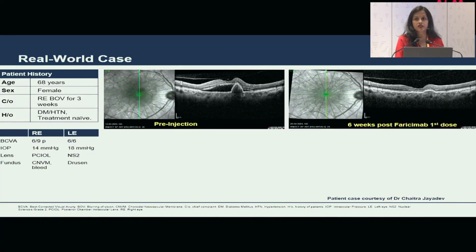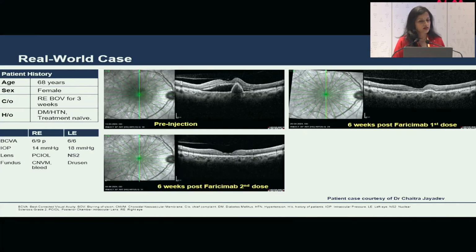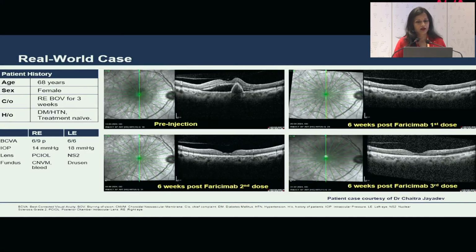Now 6 weeks post the first dose of faricimab, you can see what a dramatic reduction there is in the subretinal fluid. You can see the PED has almost disappeared. You just see a sliver there. I was following a loading dose given that this is neovascular AMD. And this was my second dose. The PED has flattened, and this is post the third dose, and it's back to normal.